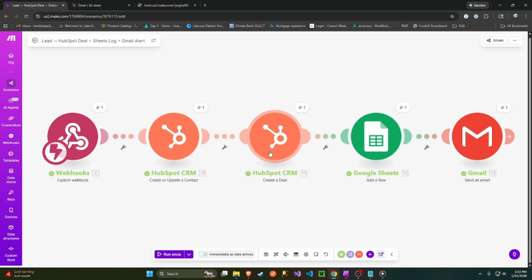The moment intent exists, a deal should exist. This removes hesitation, it removes judgment calls, it removes memory from the process. Revenue tracking starts when intent appears, not when somebody gets around to it.